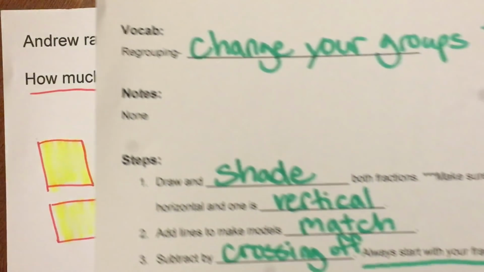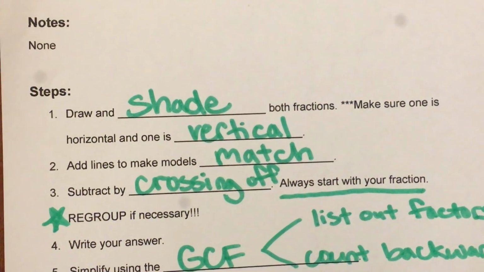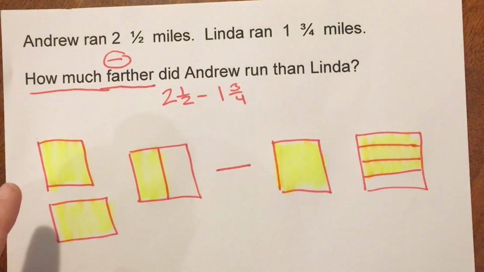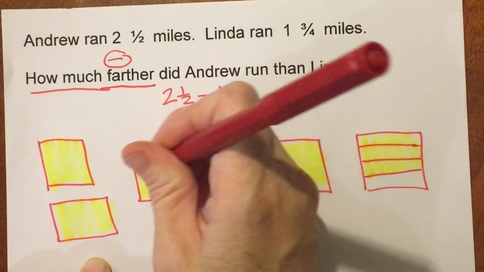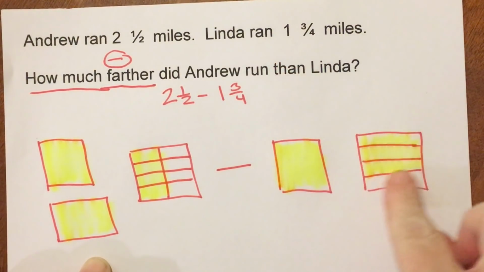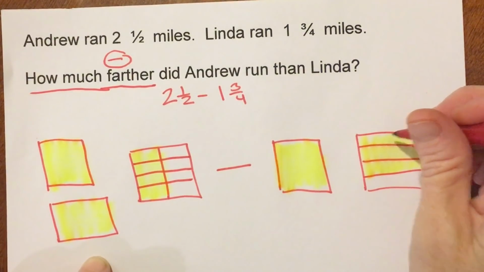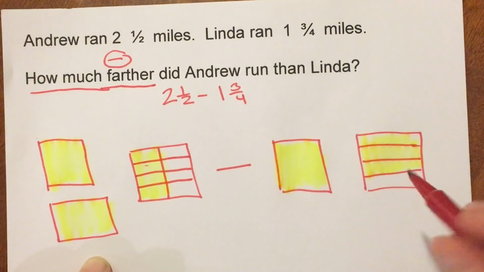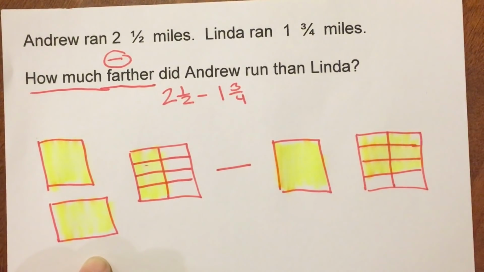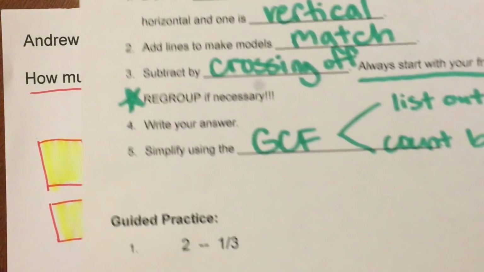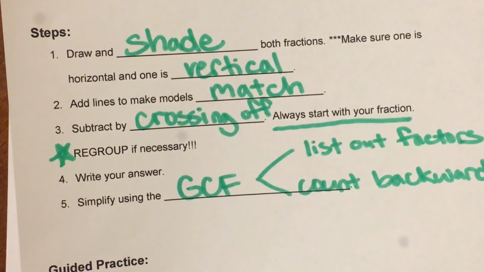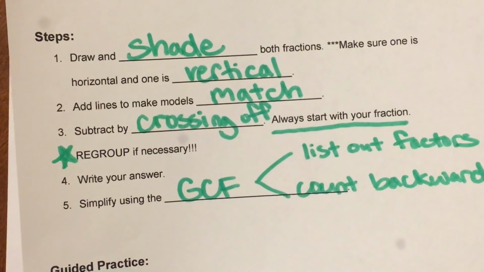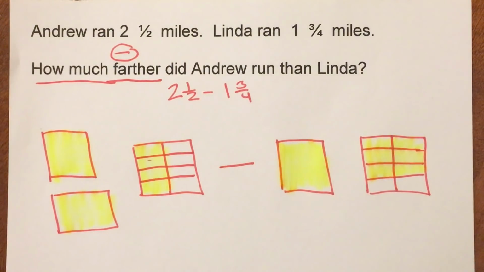Step 2 is I'm going to add lines to make the models match. This fraction is missing its 1, 2, 3 vertical lines. And this fraction's missing the 3 horizontal lines. I apologize, this one's missing the 1 vertical line. So now they match. This is where we're getting a little tricky and something new. Subtract by crossing off: always start with my fraction and regroup if necessary.